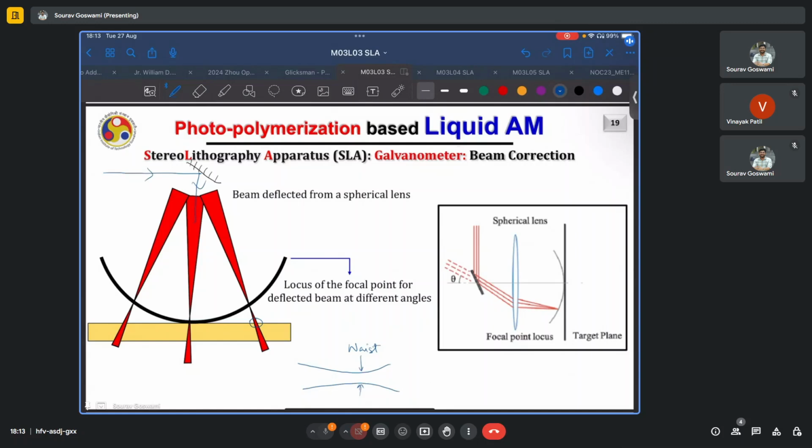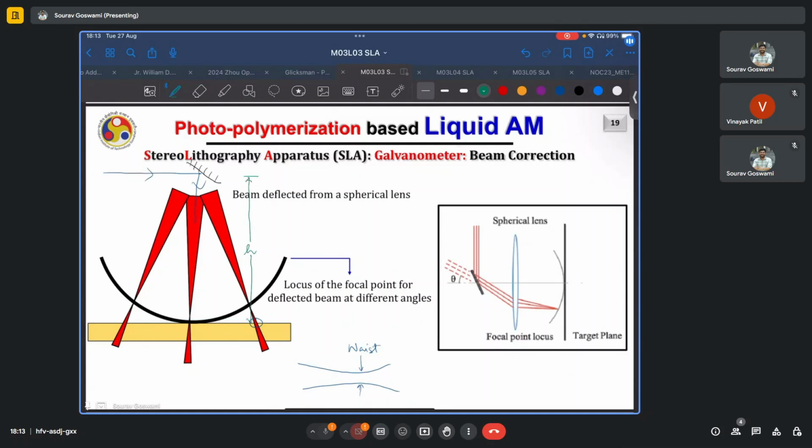Of course, one way to fix this, as Professor Kapil had pointed out in his lectures, is that you increase the height of the build volume. That is, say if this is the height Z H between the galvanometer and your build platform.